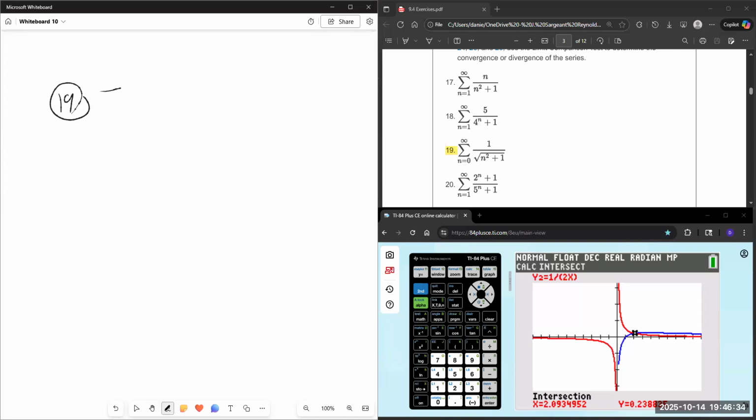So 19, summation n equals 0 to infinity, 1 over root n squared plus 1. And this will be my An, taking the most powerful thing from the numerator to make my series for Bn. I'll take same values here.